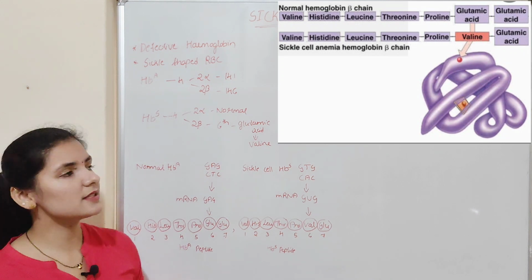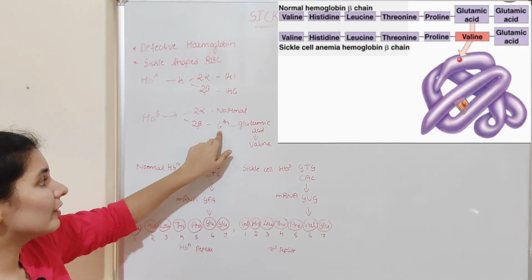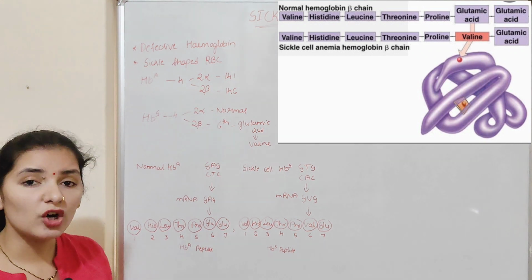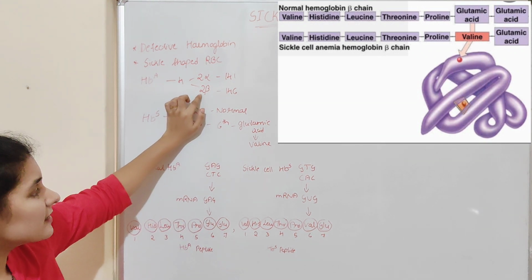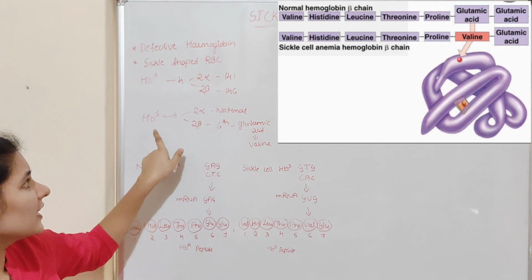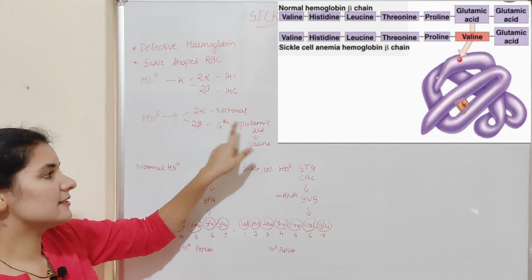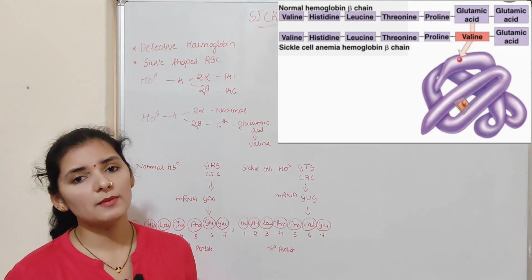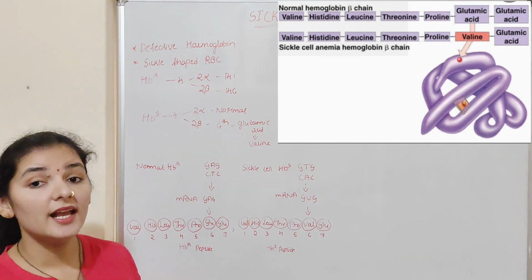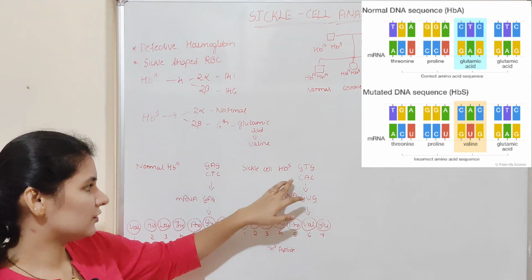The difference is in the 6th amino acid. Each beta chain at the 6th position has the amino acid valine instead of glutamic acid. In the normal individual, each beta chain at the 6th position has the amino acid glutamic acid, whereas in the sickle cell anemia patient, at the 6th position of the beta chain, it has valine instead of glutamic acid. This change in the amino acid sequence from glutamic acid to valine at the 6th position of each beta chain is mainly due to a single base change or substitution from CTC to CAC.